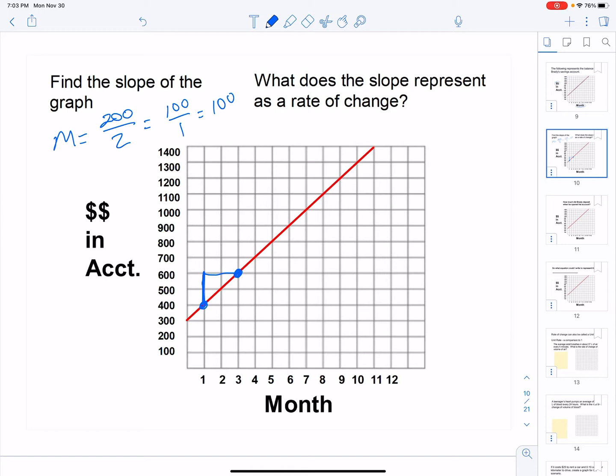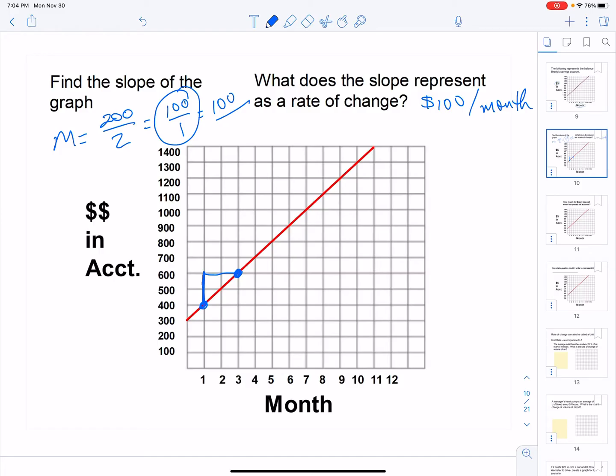So what does the slope represent as a rate of change? What does that 100 right there mean? If we look at it in terms of the 100 over 1, that means that we deposit $100 per, and that's what that little line right there means, per month. So every month we're putting $100 in there. And that's what that represents. So that's kind of how you interpret this graph.